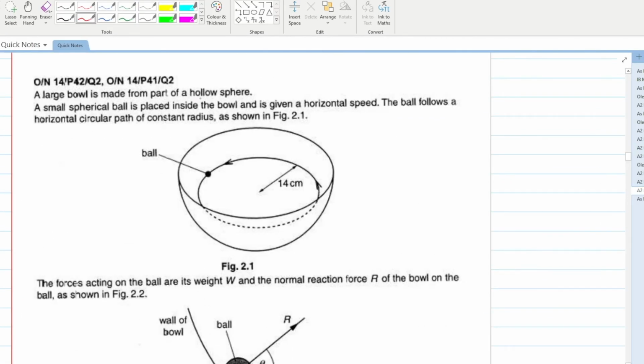Okay, so now let's start with this question. A large bowl is made from part of a hollow sphere. A small spherical ball is placed inside the bowl and given a horizontal speed. A small ball has been placed here and it is given a horizontal speed. The ball follows a horizontal circular path of constant radius 14 centimeter.